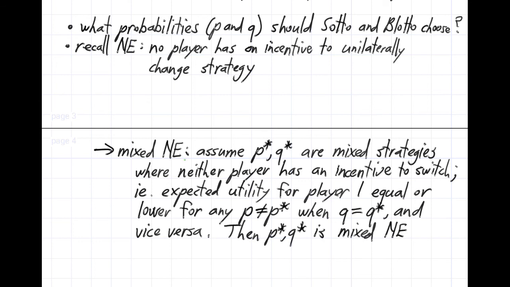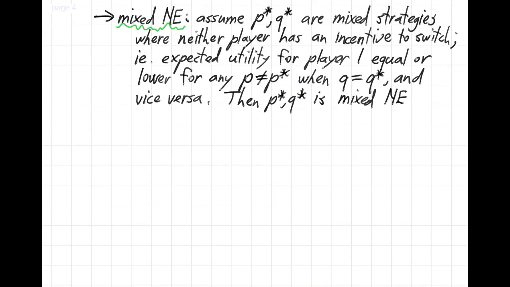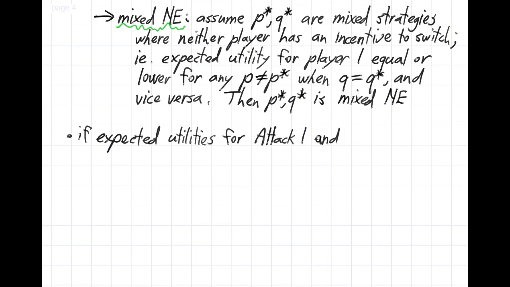Mixed Nash equilibrium will be used a lot in the course, so make sure you understand what it is. So how do we use that to actually find the mixed Nash equilibrium? Well, let's think about Sotto's preferences. If the expected utilities for either attacking city 1 or attacking city 2 are the same, then we can see that Sotto has no preference. He's indifferent to the choice.